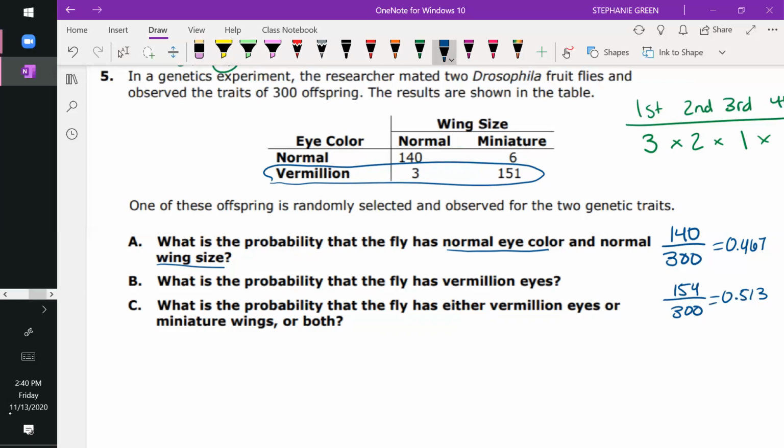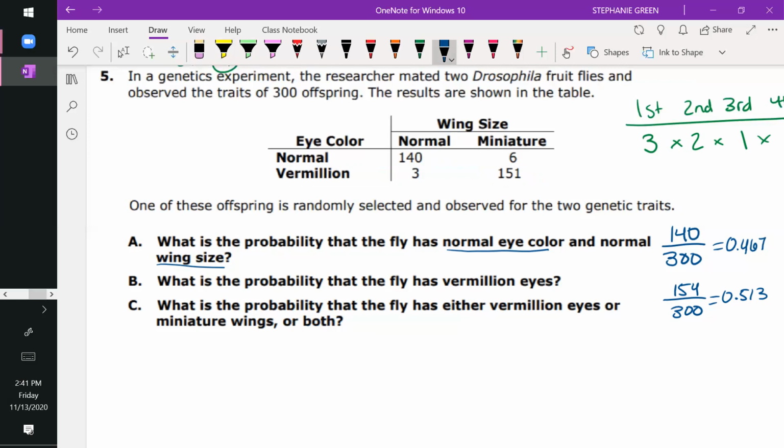And lastly, part C, what is the probability that the fly has either vermilion eyes or miniature wings or both? Honestly, just so you're aware here, they don't even need to say both necessarily. If somebody has vermilion eyes or miniature wings, we're going to assume that it'd be okay for them to have both also.